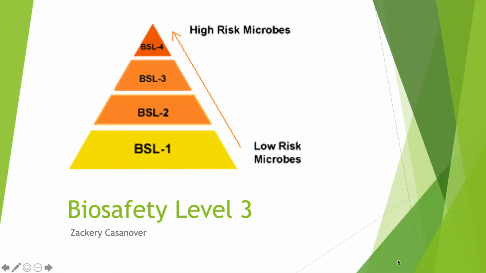Hi, it's Zach again. For this homework assignment, I'll be discussing question number 3 from chapter 10 regarding the types of pathogens in and the design and safety requirements of a biosafety level 3 lab.